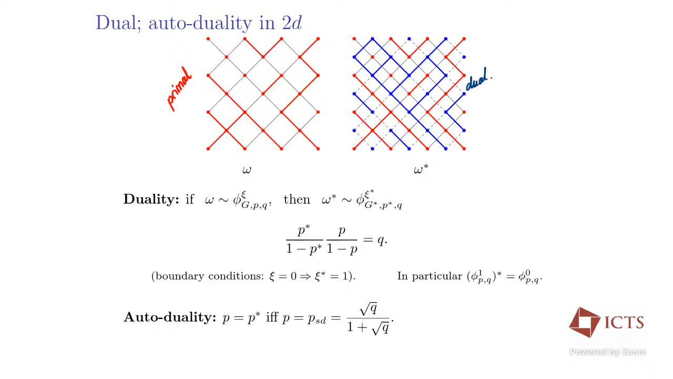And I claim that if you sample a configuration on a primal graph and then take its dual, the dual will also have an FK distribution with the same value of q. Obviously, this FK distribution will be on the dual graph. It will have dual boundary conditions. And what's most important is it will have a different parameter p, and the parameters p and p* are linked through this equation.